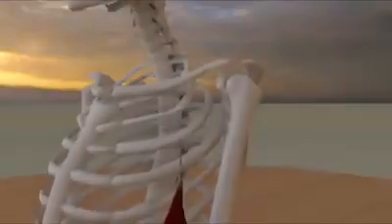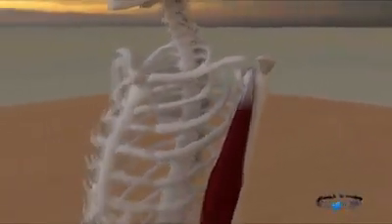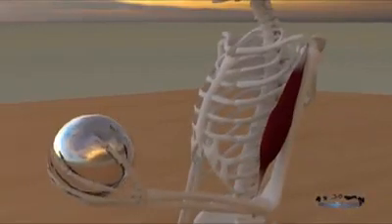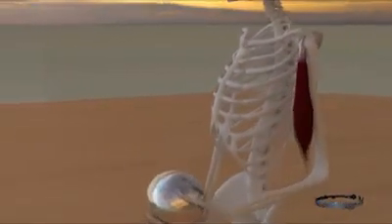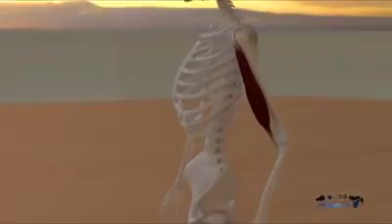For example, the long head of the biceps wraps around the head of the humerus and attaches to the shoulder blade. In this position, the tendon is not being compressed, but as the shoulder goes into extension, you can see the resemblance to the cable and pulley and the compression that would take place on the biceps tendon.